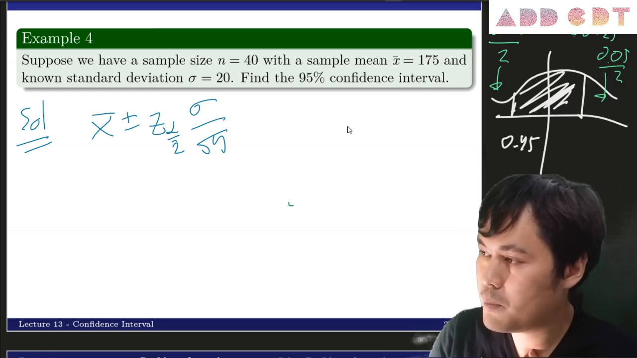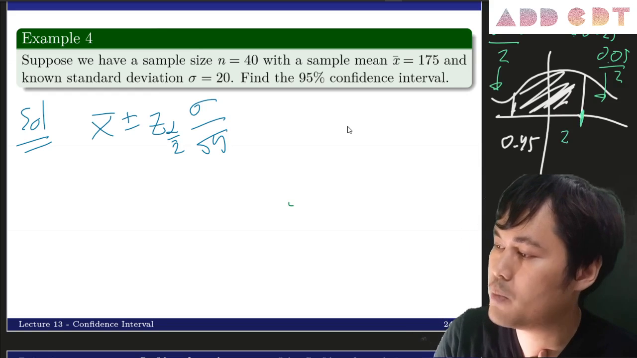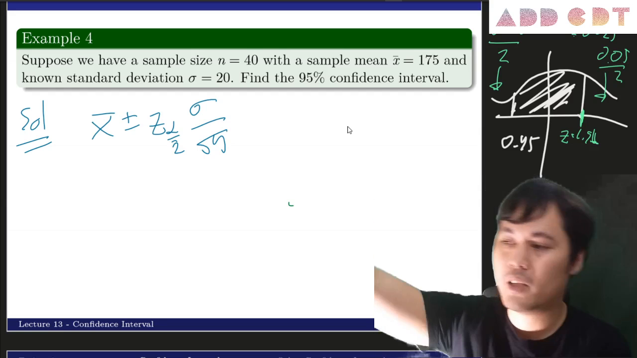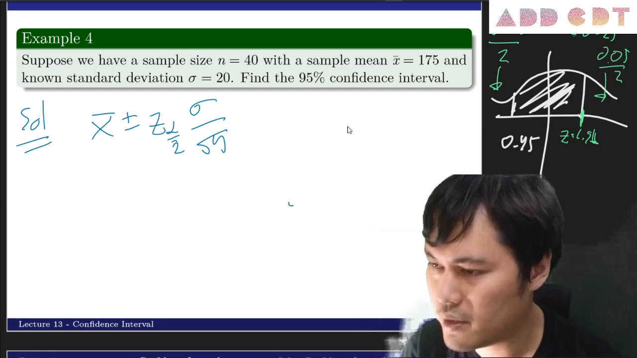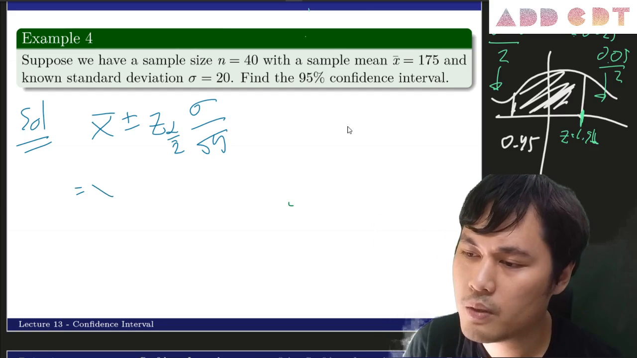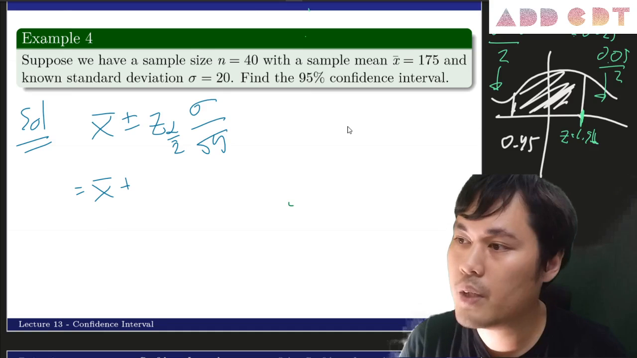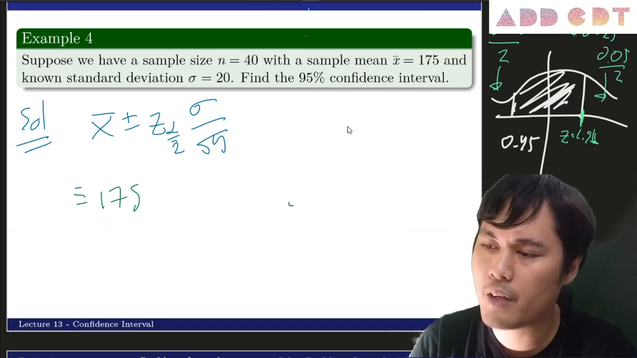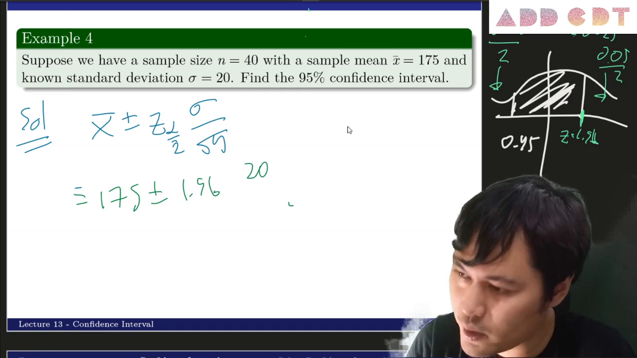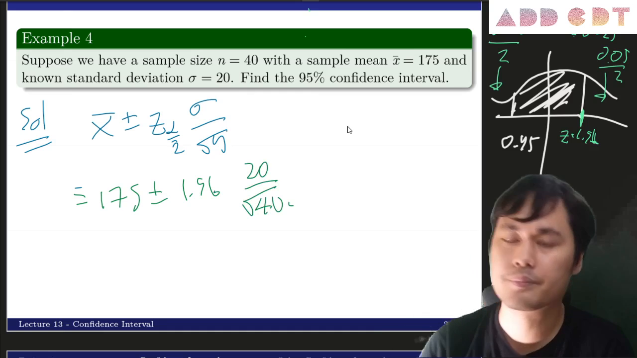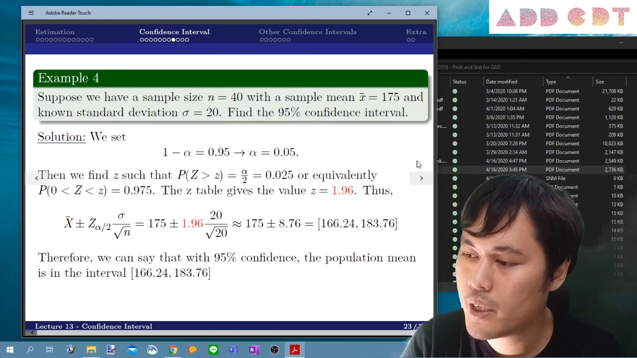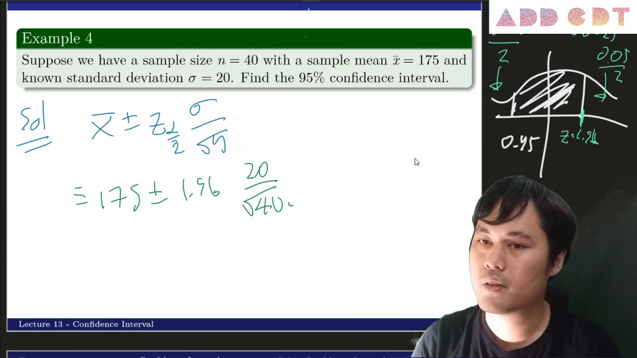And then again you can use the table to determine. If you want that area to be 0.025, then that point has to be 1.96, which is the same as what we had at the beginning, because that's a 95% confidence interval. So we have x bar, 175, plus or minus 1.96 times 20 divided by square root of 40. Just put all the numbers in this formula, and then we get the result.